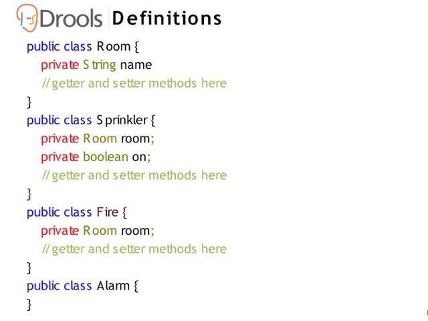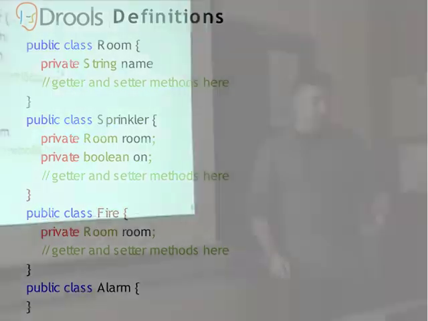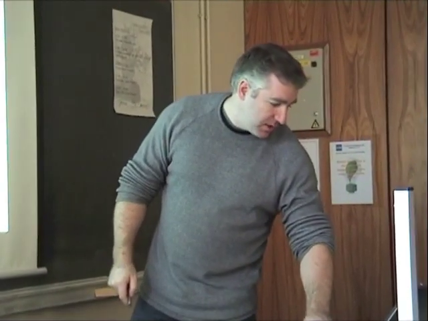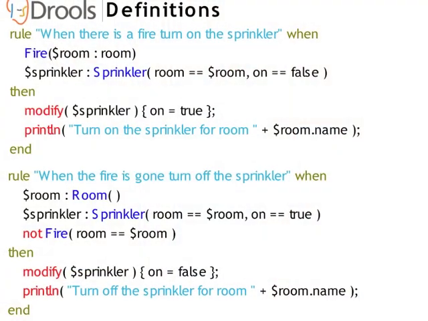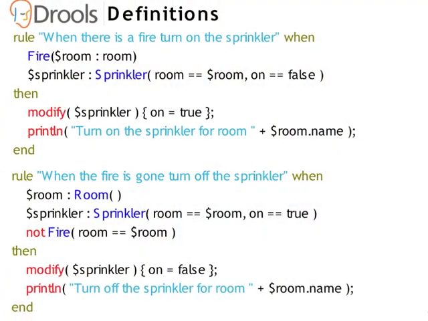You have a room, you've got sprinklers, you have a fire and an alarm. So this is for building the definitions for a fire control system. So we have the first rule. When there is a fire, turn the sprinklers on.